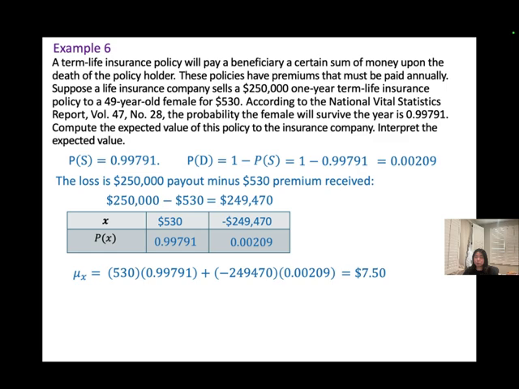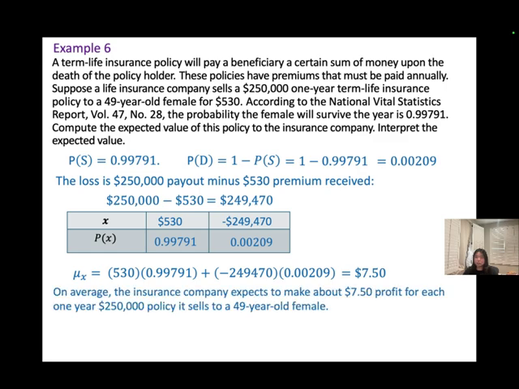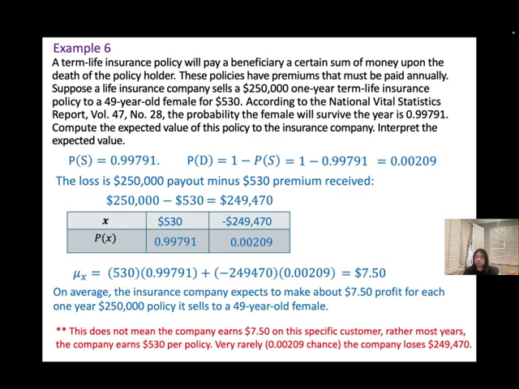Now let's interpret the expected value. On average, the insurance company expects to make about $7.50 profit for each one-year $250,000 policy it sells to a 49-year-old female. However, this does not mean the company earns 750 cents on this specific customer. Rather, in most years the company earns $530 per policy, and there is a very low chance that the company will lose $249,470.